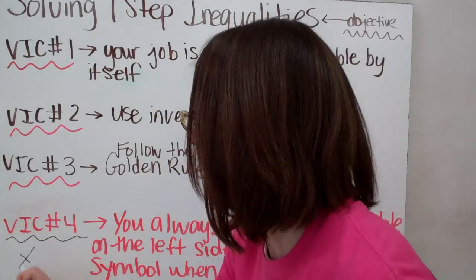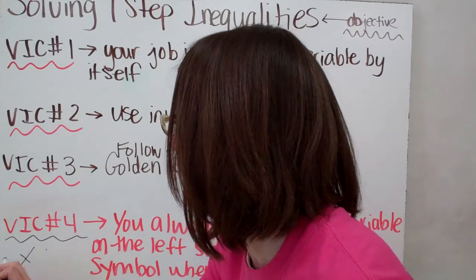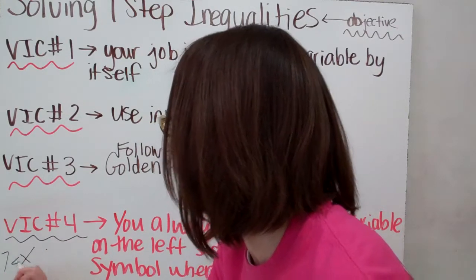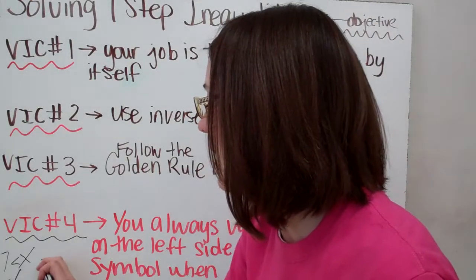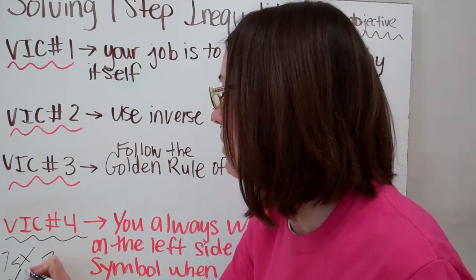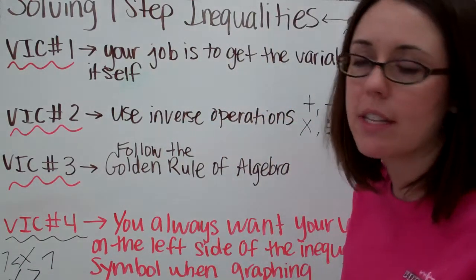Another example. What about 7 is less than x? We want our variable on the left, so let's flip it. That would be x and 7. Your less than goes to greater than. X is greater than 7.